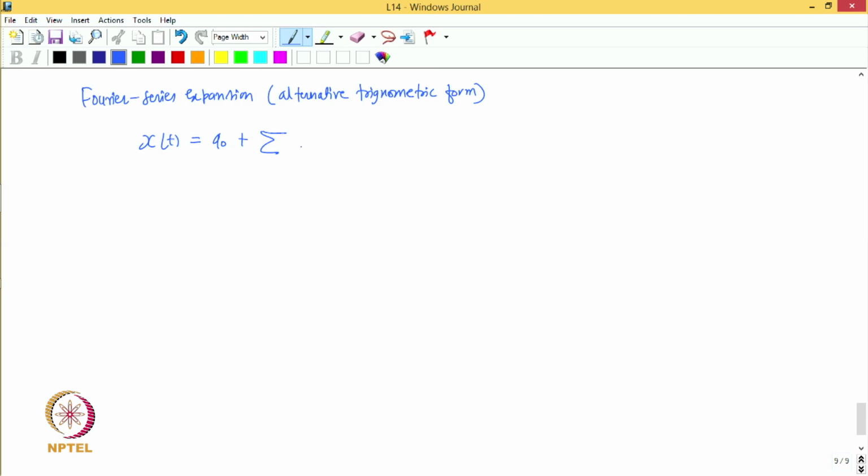X of t is equal to A naught plus some new coefficient Dn cos n omega naught t minus theta n, with n varying from 1 to infinity. So this is an alternative form of the Fourier series expansion. Here Dn of course is related to the An and Bn, right. Dn would be simply square root of An square plus Bn square, and similarly theta n can be determined from An and Bn, the phase lag. So here we see that on the right hand side we now have frequency components whose amplitude is given by Dn. They have the frequency n omega naught and their phase is theta n, right.